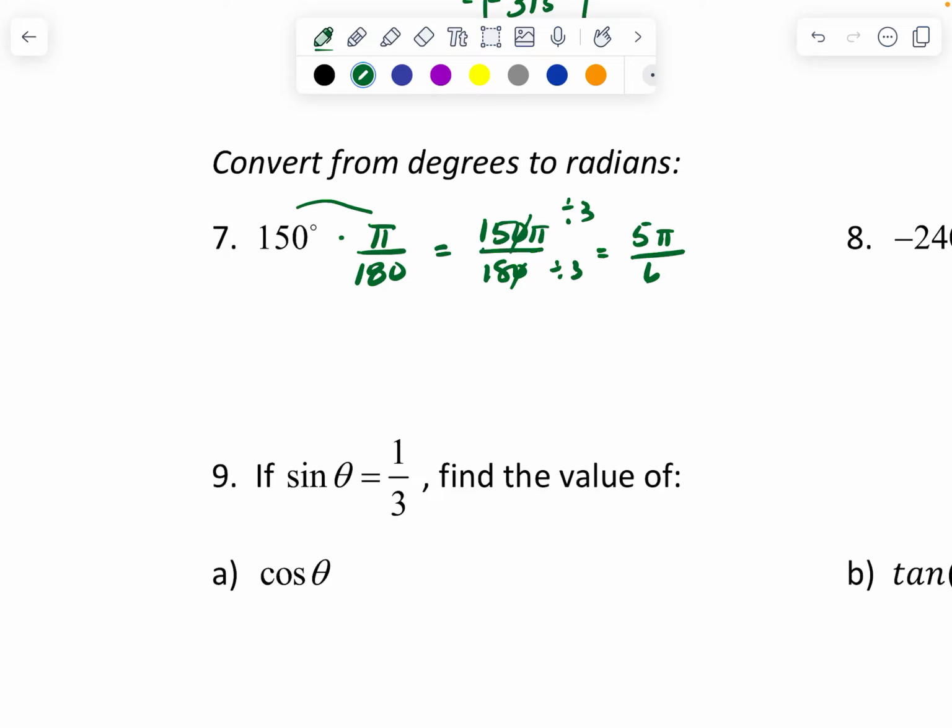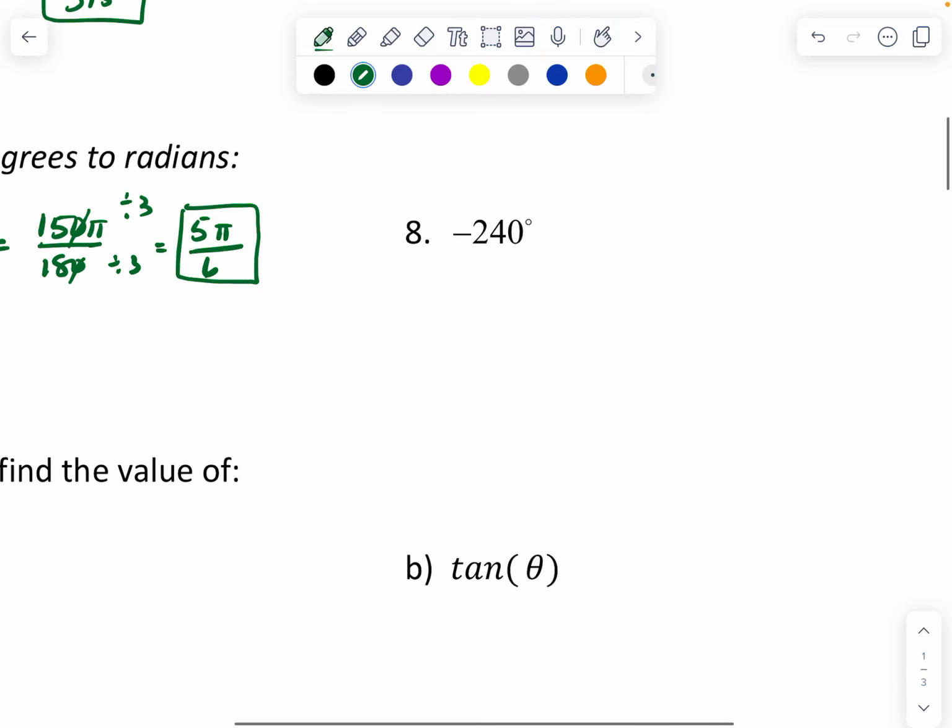18 divided by 3 is 6. So that's 5 pi over 6. And then if I look at 8, again, multiply by pi over 180. Don't let that negative mess with you. If it starts with a negative, it's just going to end up negative. So on the top, I have negative 240 pi over 180.